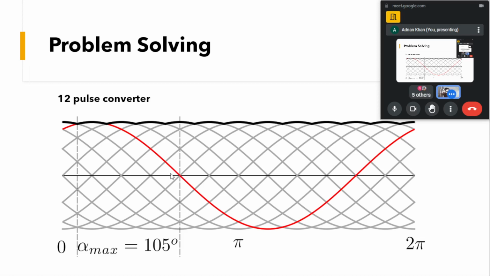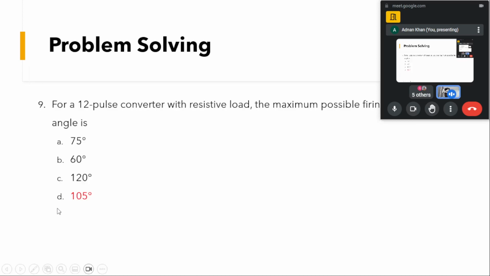So you can calculate alpha max will be equal to 120 minus 15 degree, which is 105 degree. So if you have an alpha greater than 105, then we won't be having any voltage at the output for the resistive load. That means the maximum alpha that we can have is 105 degree, so option D is correct.